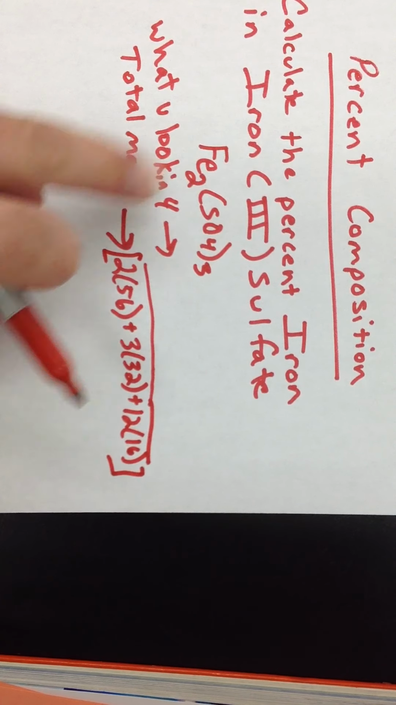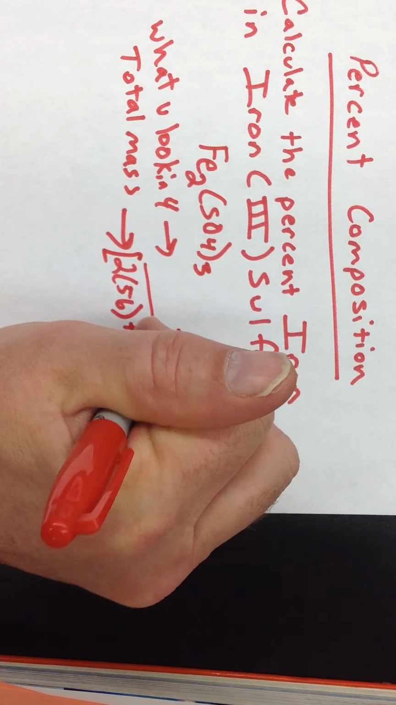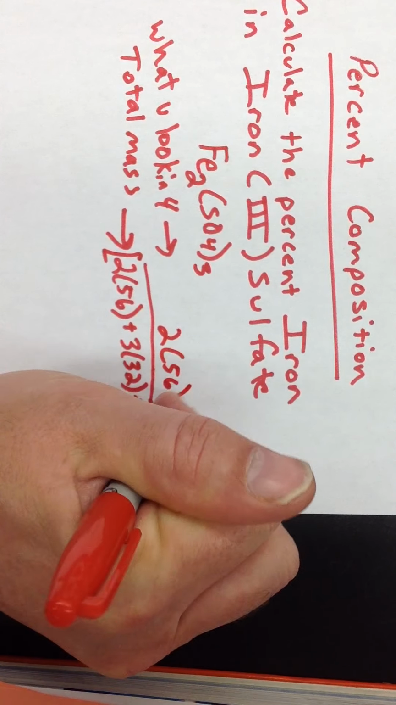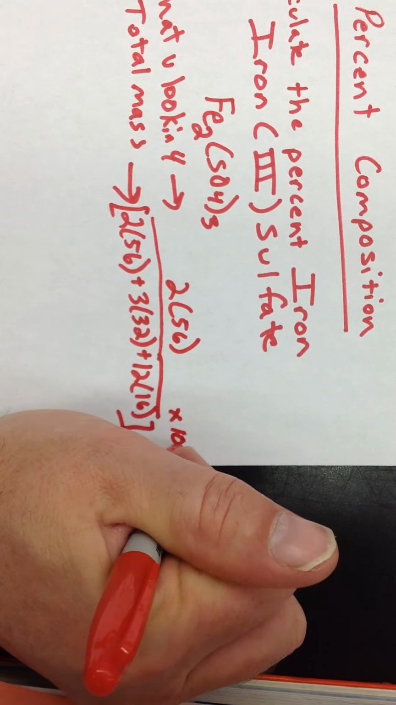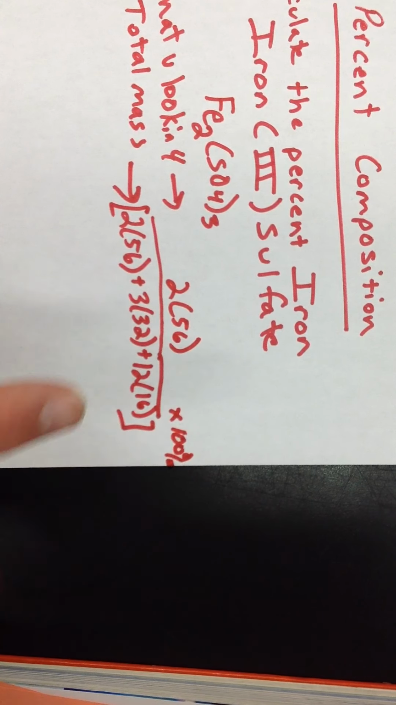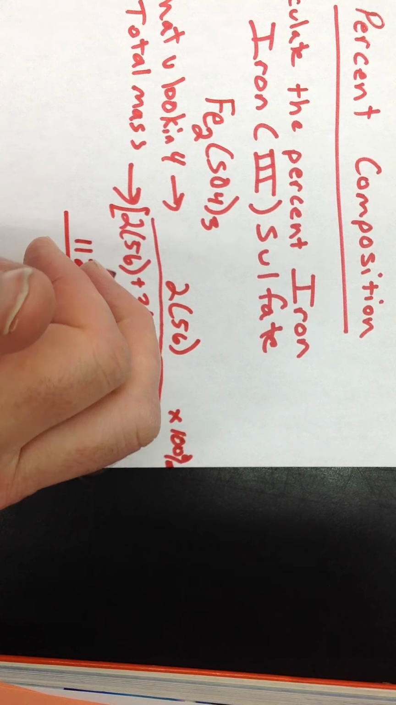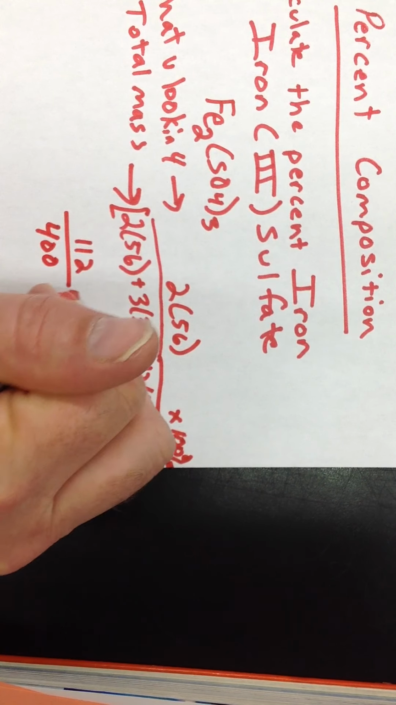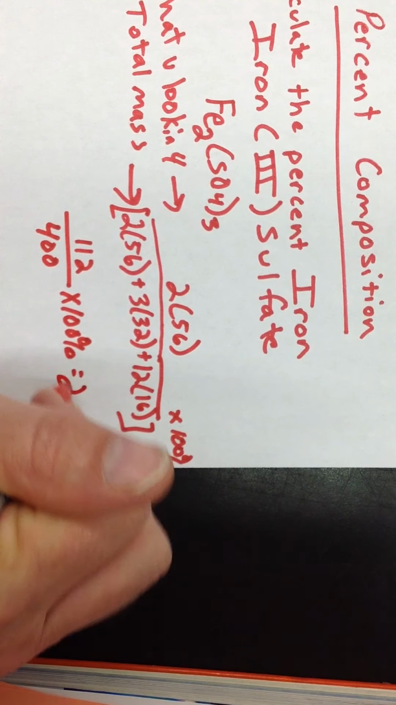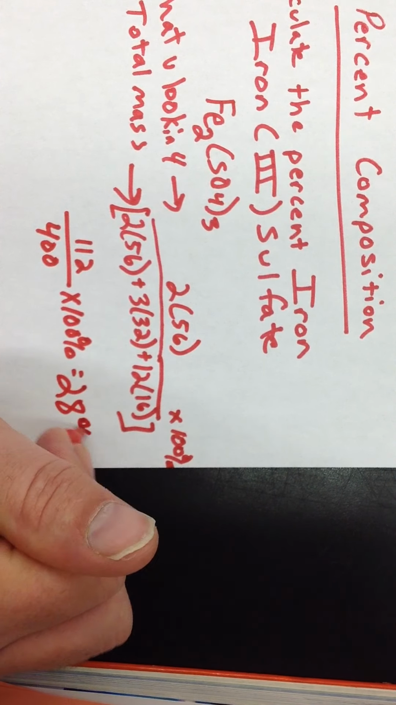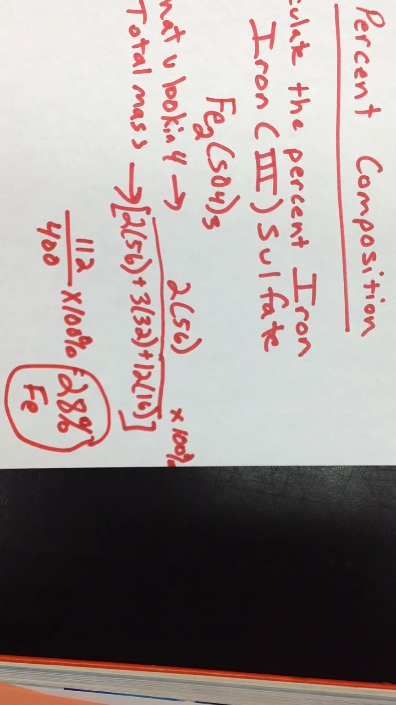And then what are you looking for? How much iron. So how much iron is in that? 2 times 56. Okay, and we're going to multiply all of this times 100%. So when you do the math, you'll get 112 over 400 times 100%, which gives you 28% iron. That was pretty easy.